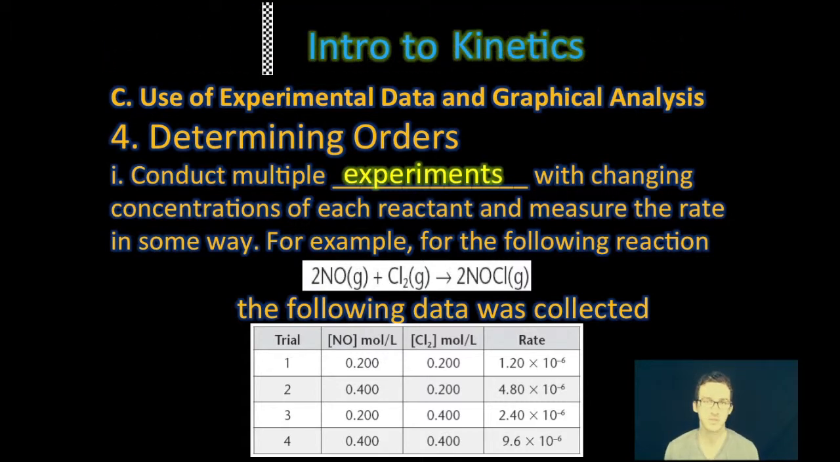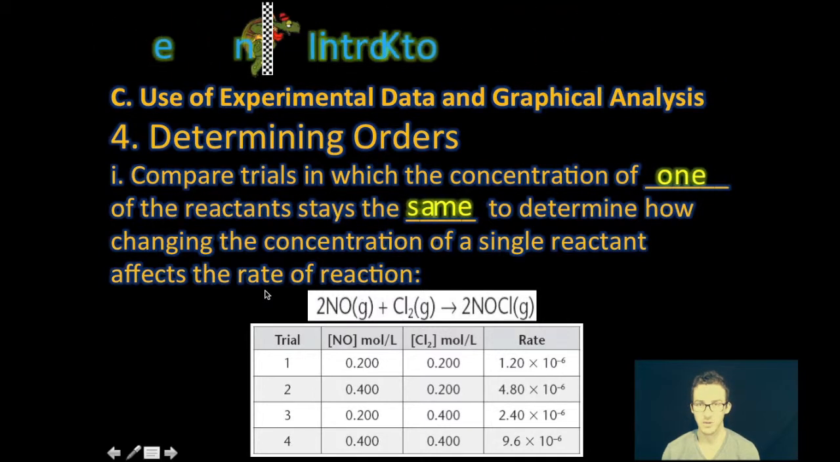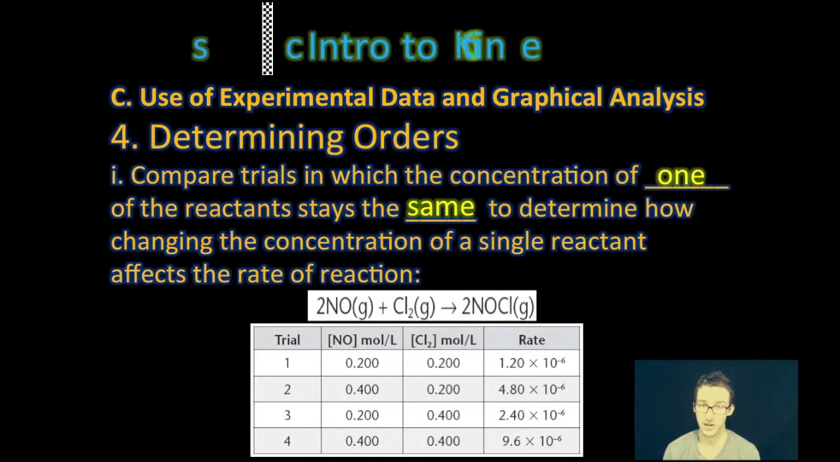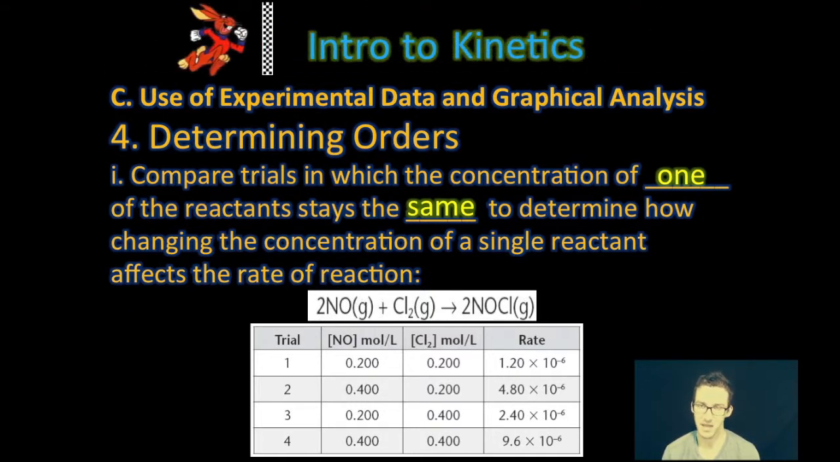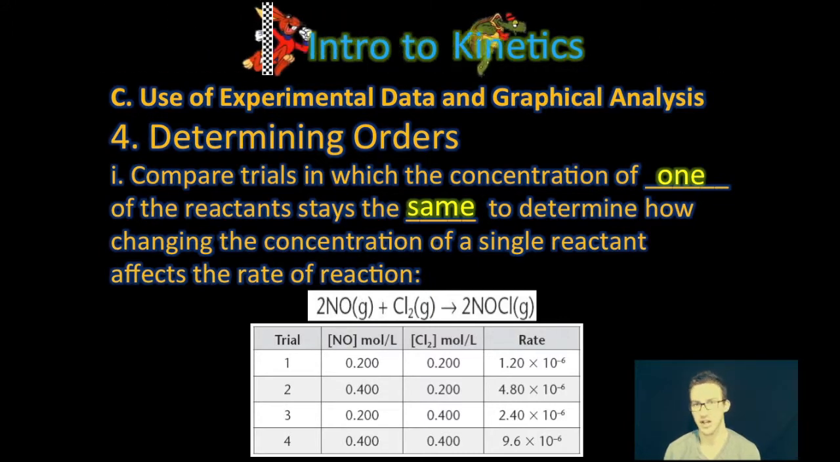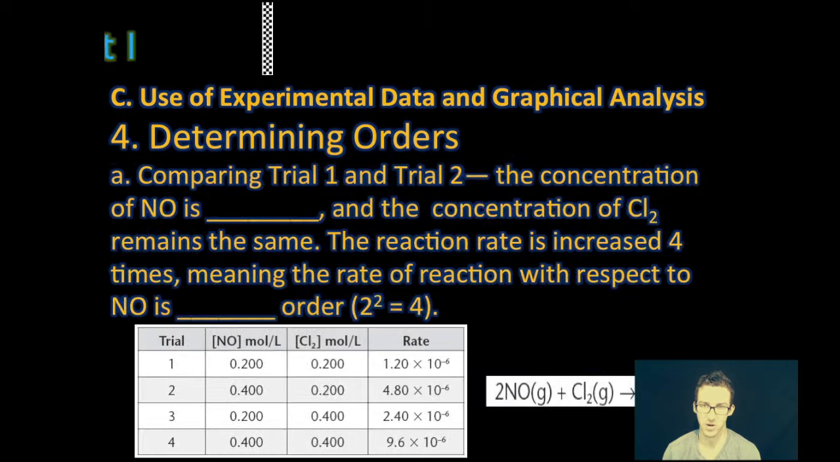So as you take a look at your notes there, you're given a sample reaction and some sample data that was collected from several trials of that reaction as the concentrations of the different reactants were varied. Now, as you're trying to figure out what the orders are, you want to pick a couple of trials in which one of the reactants stays the same, so you can easily determine how the change in concentration of a single reactant affects the rate of the reaction overall.